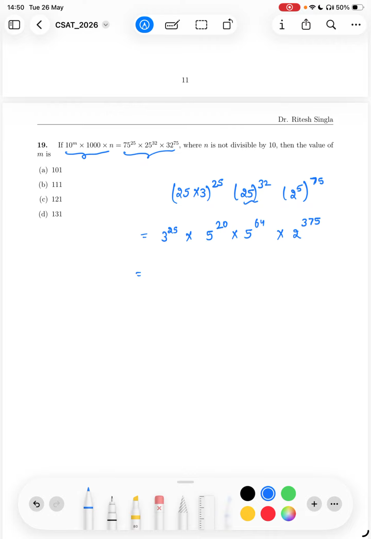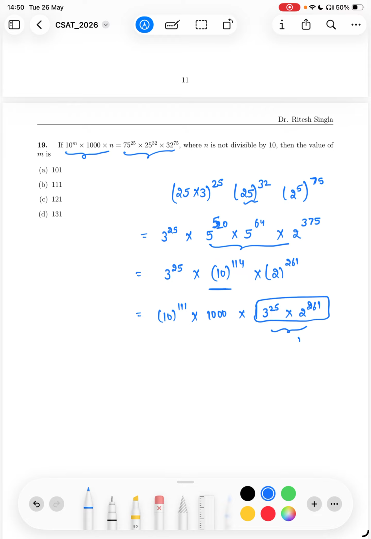Okay, so you can make it as 3 to the power 25. So in order to have 10, it should be 5 into 2. So it will be, sorry, it is 50. So 10 to the power 114 from these, and what is left is 2 to the power 261. So these many are the 10 powers. That is for sure. So it can be written as 10 to the power 111 times 1000 times 3 to the power 25 times 2 to the power 261.